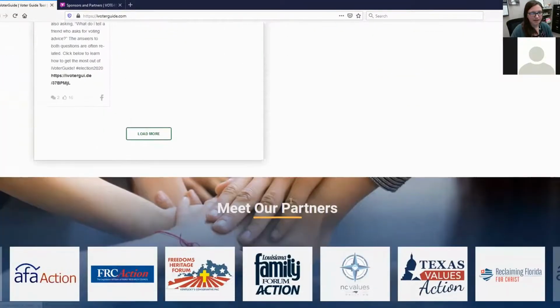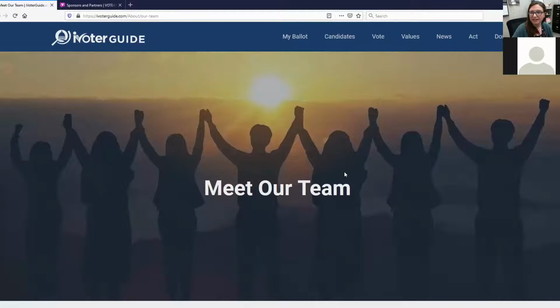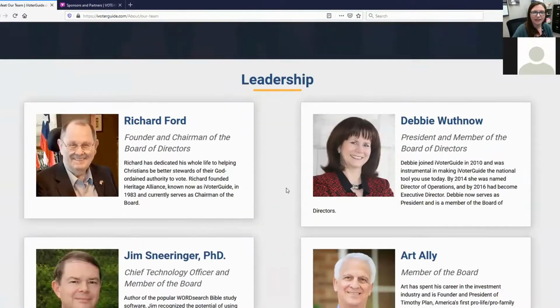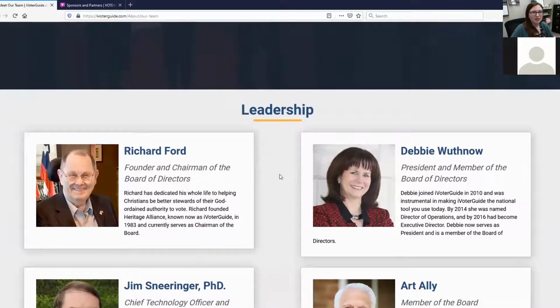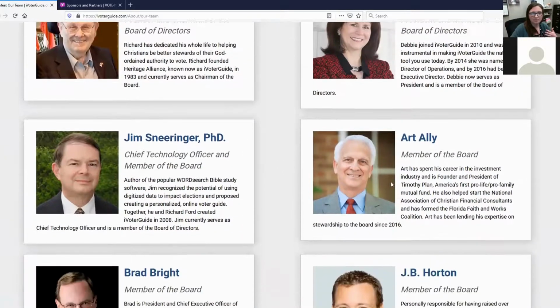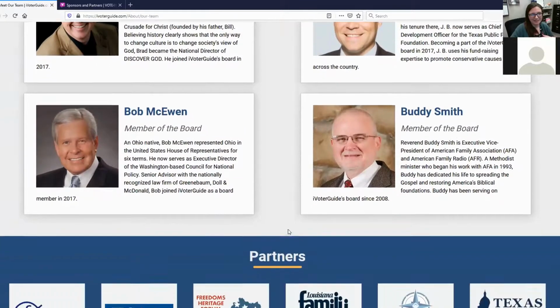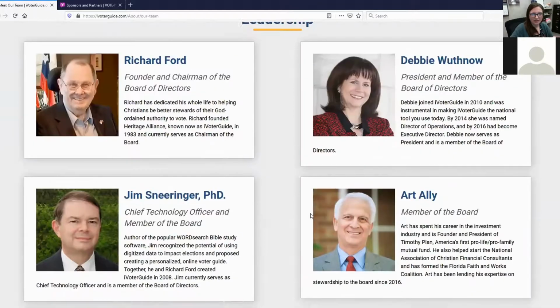All right, just like Ballot Ready, we're going to take a look at who they are. So we'll go down to our team. I apologize, with the election next week, the traffic is kind of high and some of these sites are a little slow to load. All right, so this is the Meet Our Team page on the iVoter Guide website. So you have good old Richard, Debbie, Jim, Art, Brad, JB, Bob, and Buddy. All right, so if you'll just kind of notice who they are, take a look.